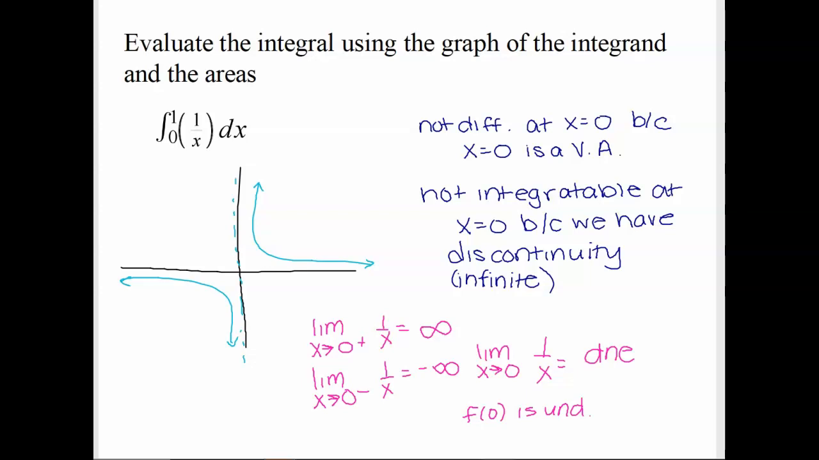And I just thought for the heck of it, I'd give you guys some of our old limits and reviews from chapter 2. But the main idea is it's not differentiable or integrable at x equals 0. It's not differentiable because it's a vertical asymptote. It's not integrable because you have discontinuity. And the only rule for integration is continuity.